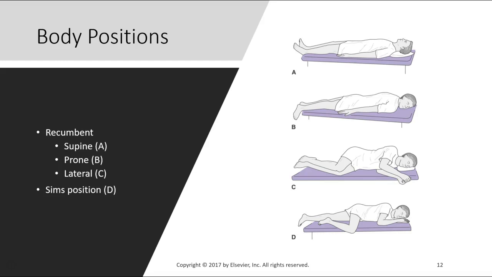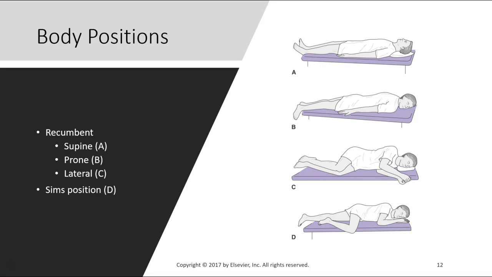So recumbent means just lying down. Okay, so recumbent, supine. Great. So we're going to say they're laying down on their back. So as you can see, we have the patient laying on their back in A. Prone is laying on their stomach. And then we have lateral. So it can be a right lateral or a left lateral. This is a left lateral, so you can have them lay in the lateral position.